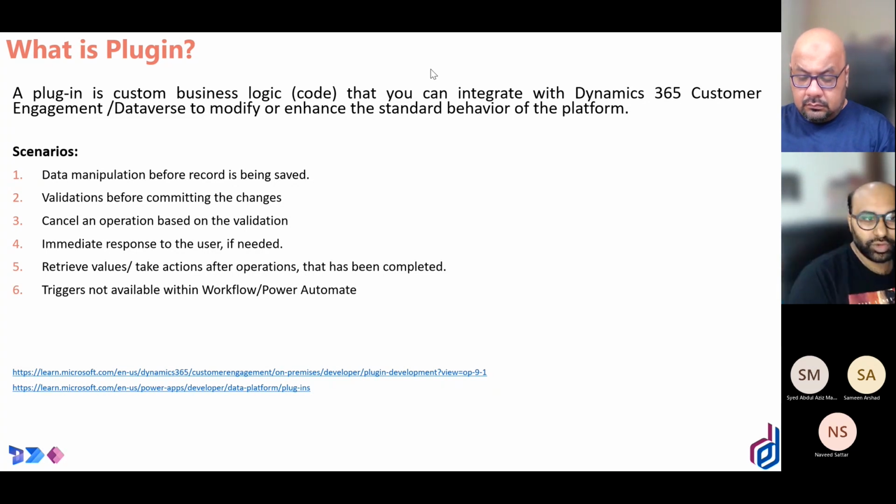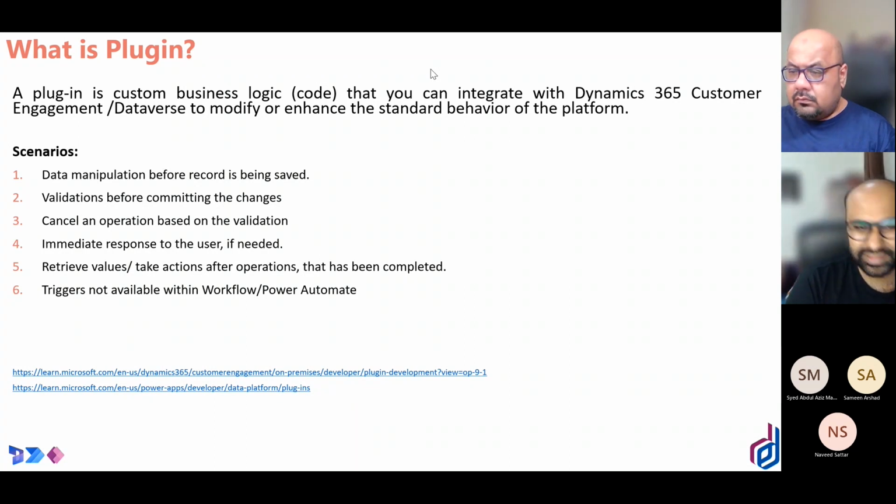Okay. Why do we use it, on a higher level? Mostly it is used for data manipulation scenarios. I have some examples that I will show you. Then validations. This is important because this is something you can do with a plugin before committing the changes. That means even when the record is not yet saved, you can still verify some logic or inject your logic to apply some validations or do some other operations. Again, cancel an operation based on validation. Let's say you do not want a contact to be created if there is already a contact in the system with the same email. This is just a basic example.